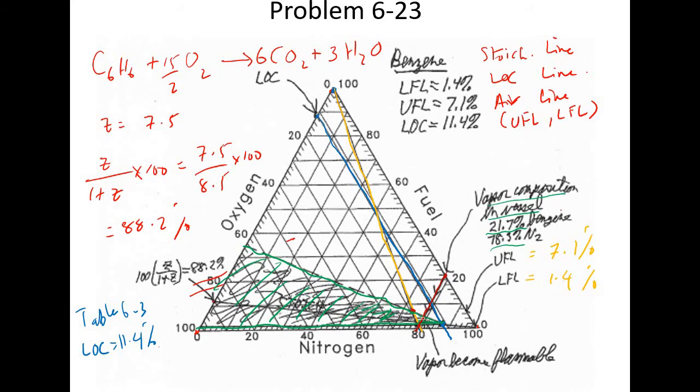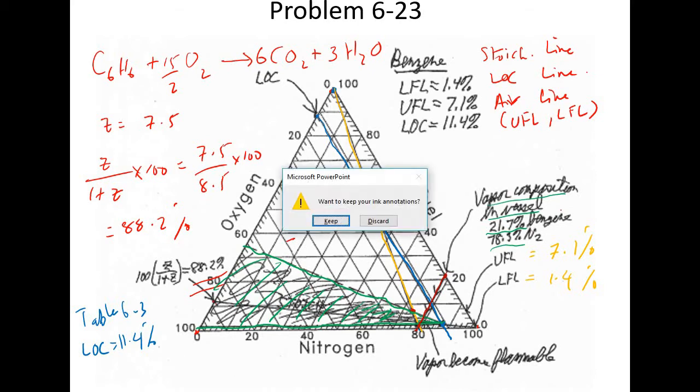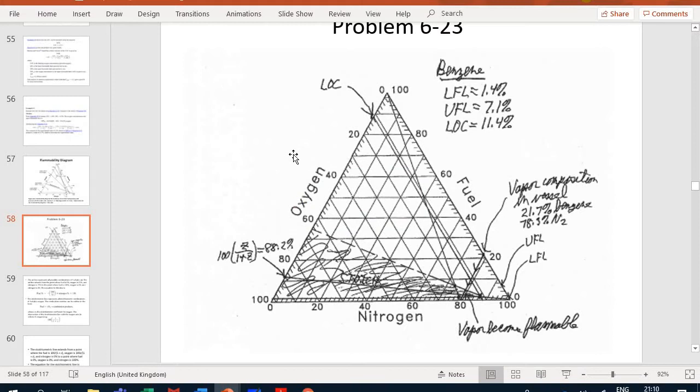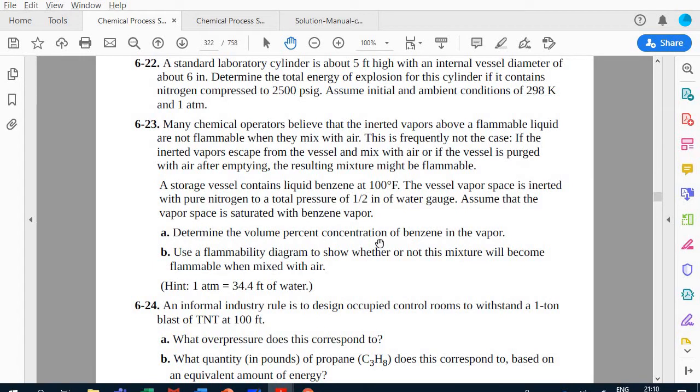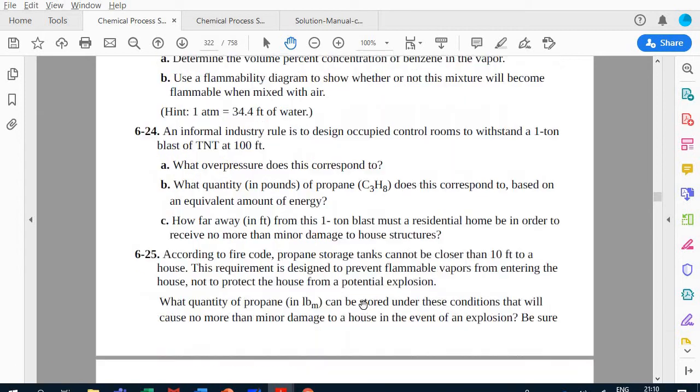That means at a certain amount of oxygen, I could be in the flammability region, and it could be flammable. So we are discovering that it is possible even with an inert. Beautiful, right? So that was question 6.23. It was a very beautiful question to go through, and a good example to learn from on how to use the flammability diagrams.